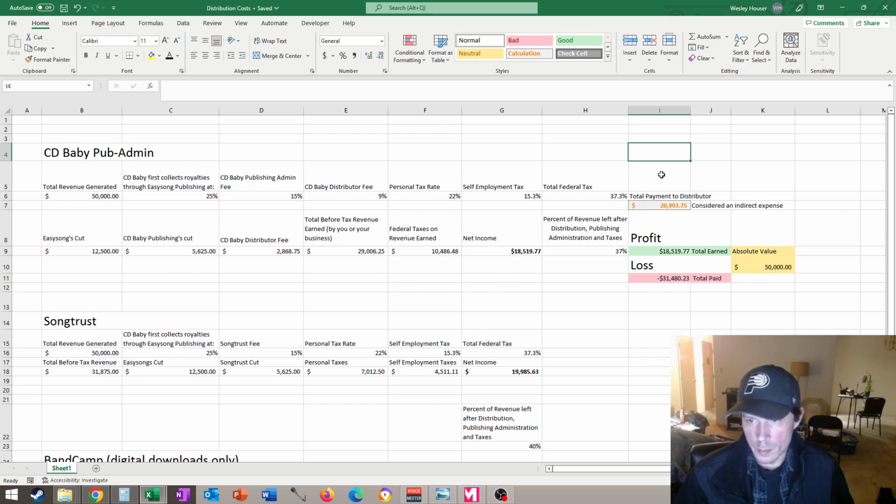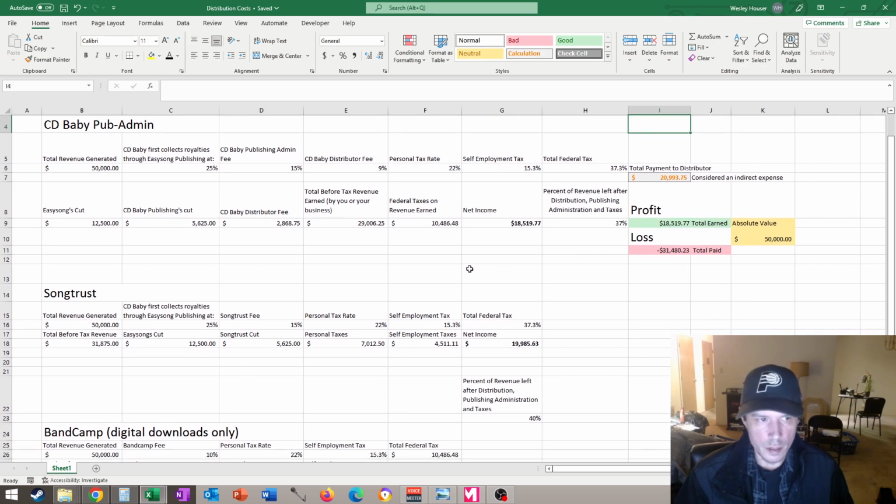So basically, this is a little bit different. This is the amount of money that you lost in total from the total revenue that was generated, essentially. So out of $50,000 here that was generated, you earned your net income, $18,519.77 in profit. And you paid out $31,480.23 to distribution and taxes.